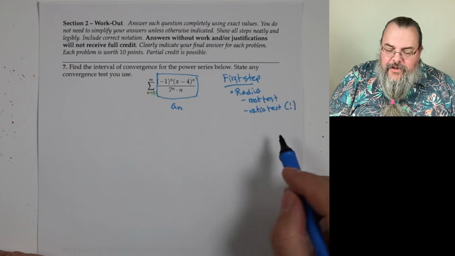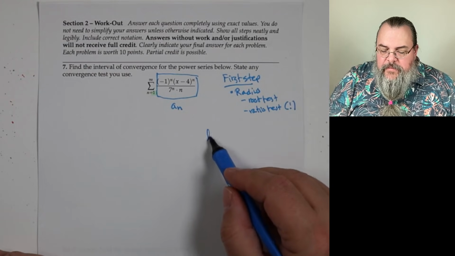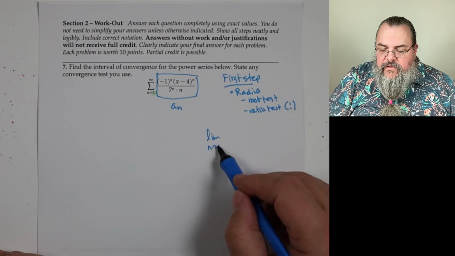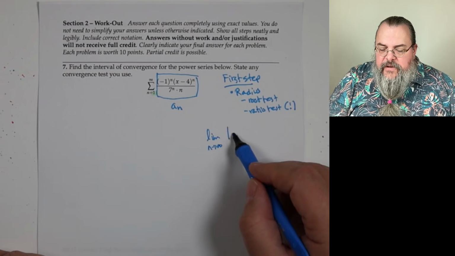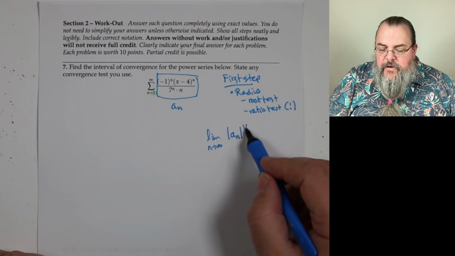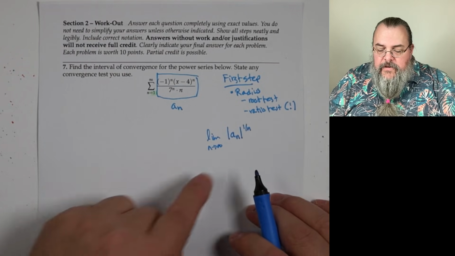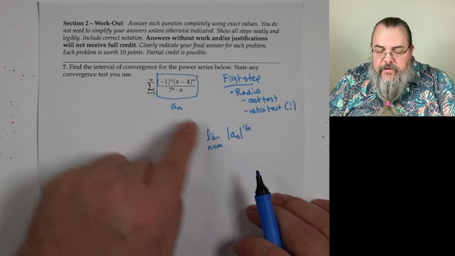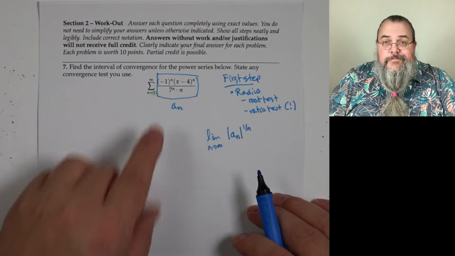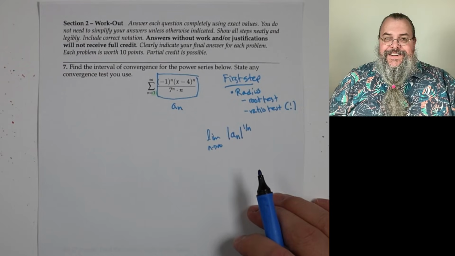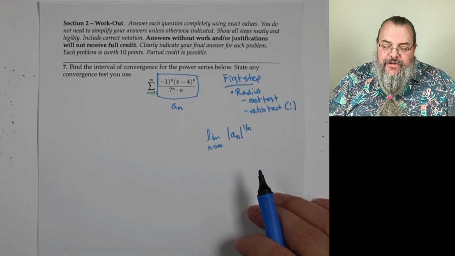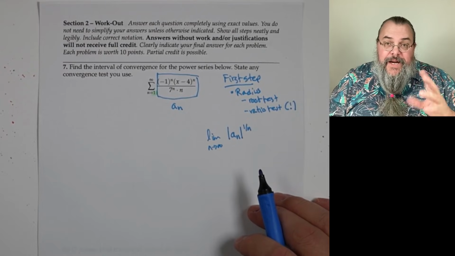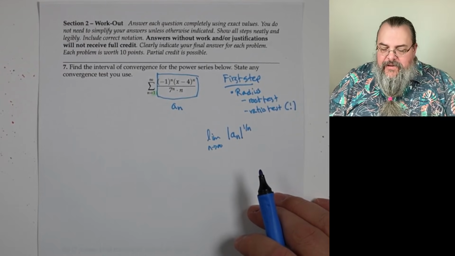So how does the root test work? We're going to take a limit as n goes to infinity of the absolute value of a sub n to the 1 over n. Now, when we take that absolute value, well, that negative 1 to the n is just completely gone. Because the only thing that negative 1 to the n is doing is plus minus, so that's out of there.